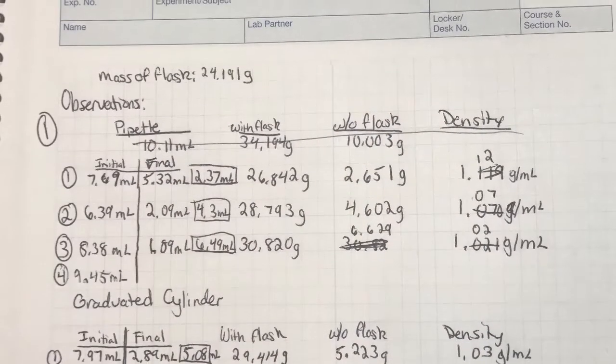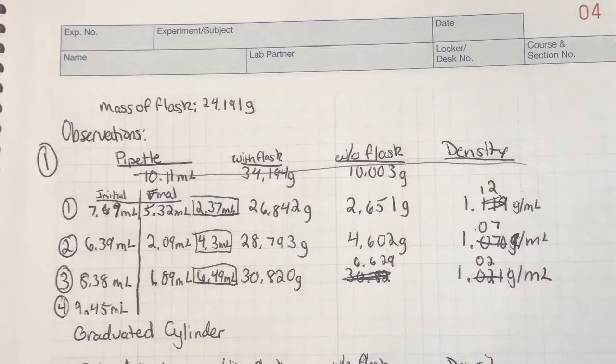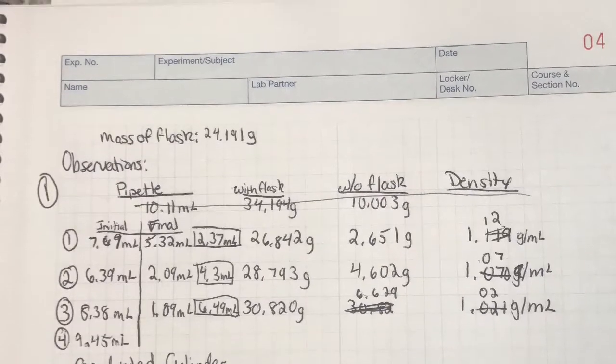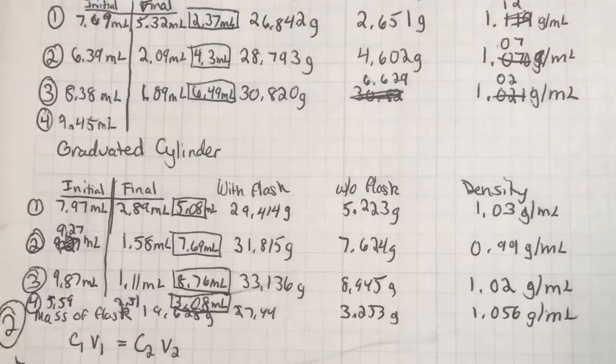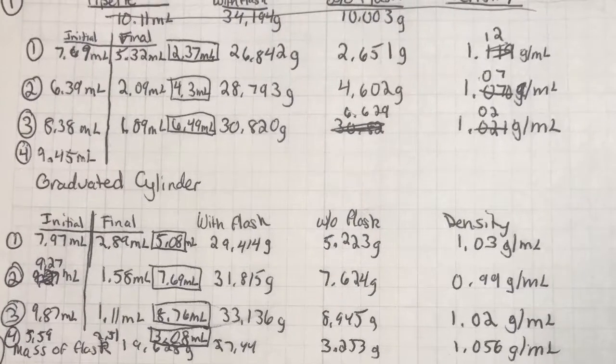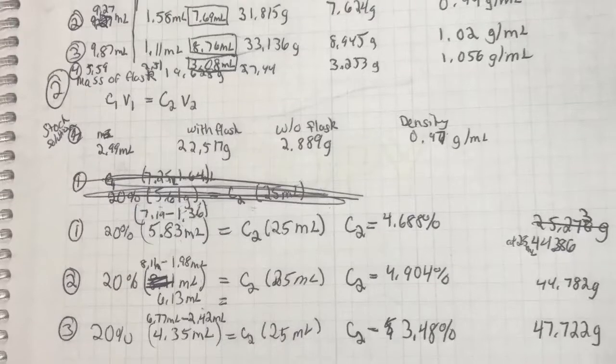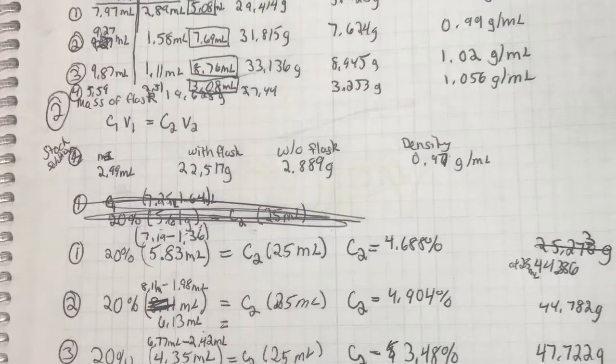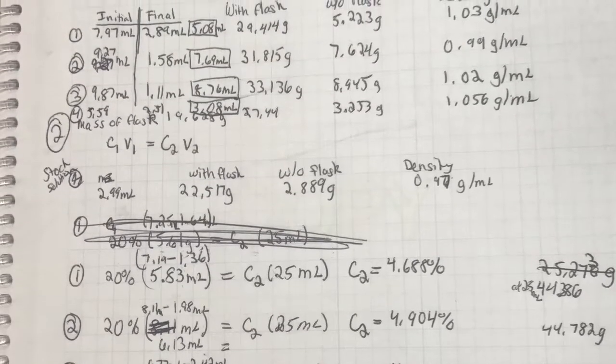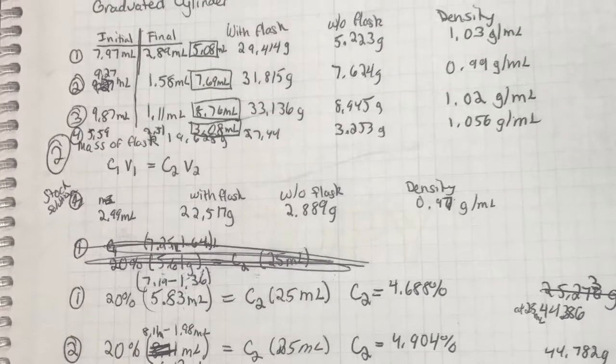Overall, both using the pipette and the graduated cylinder, the densities of the liquids were pretty close to 1. The densities were closer to 1 in the graduated cylinder than the pipette though. After using the calibration curve, we guessed that our solution had a concentration of around 4.8.